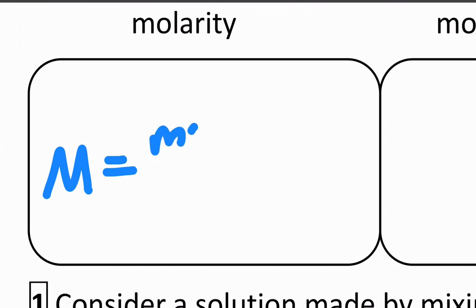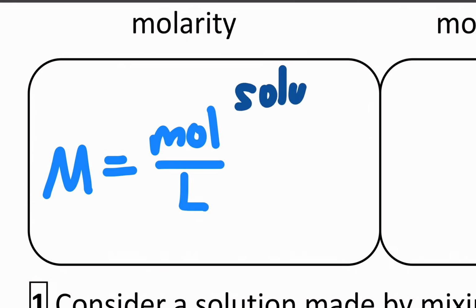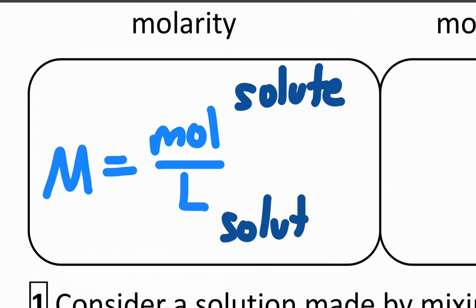And it's kind of like a chemist's density. It's a mole per liter, specifically a mole of solute per liter of the whole solution once it's all combined.